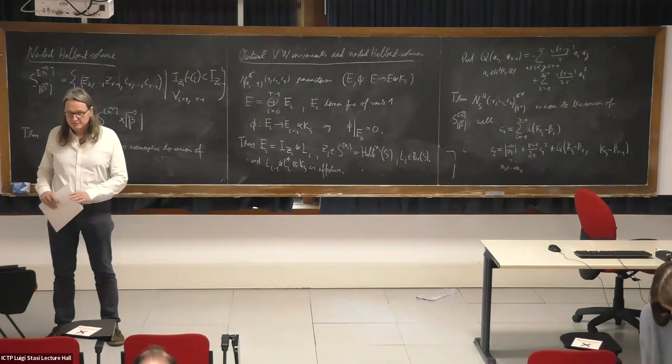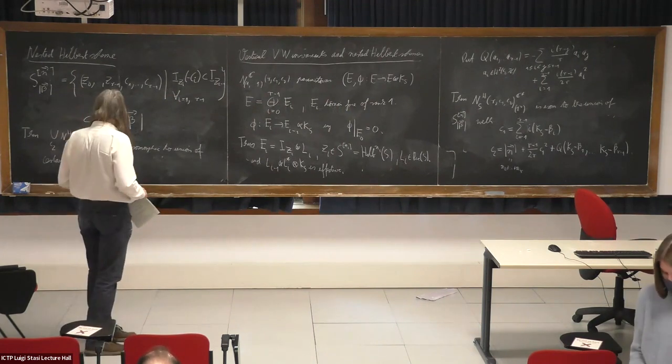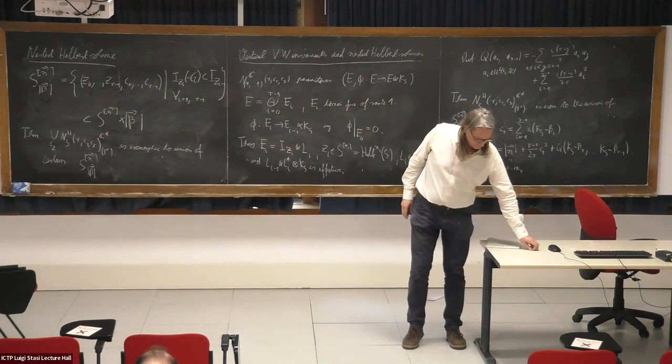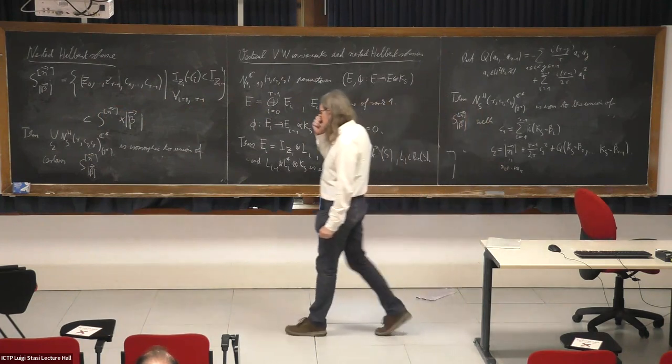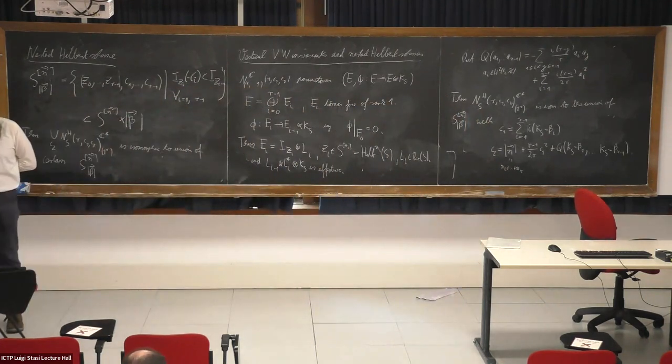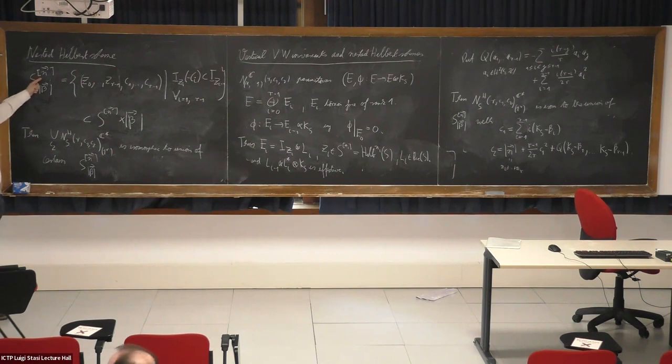Is nested tables? I think so, but I didn't think about it. Obviously, you could do something really trivial and say that these numbers are both zero. No, we have one zero, one zero, with one one. Yeah, okay.